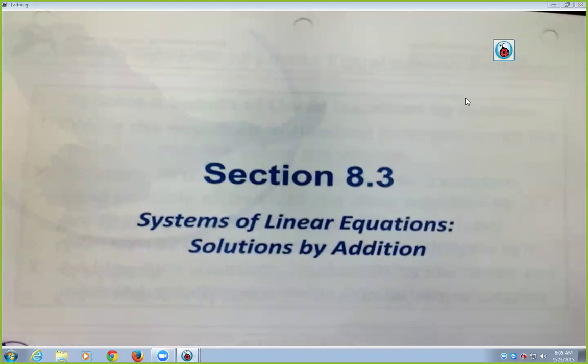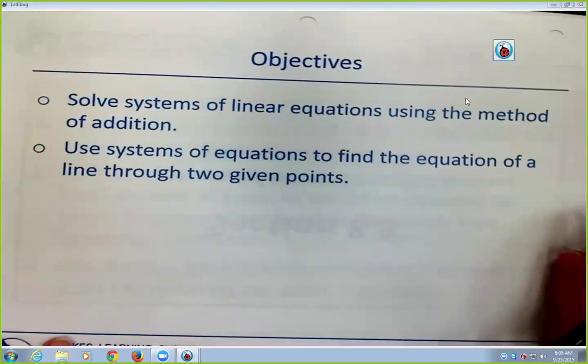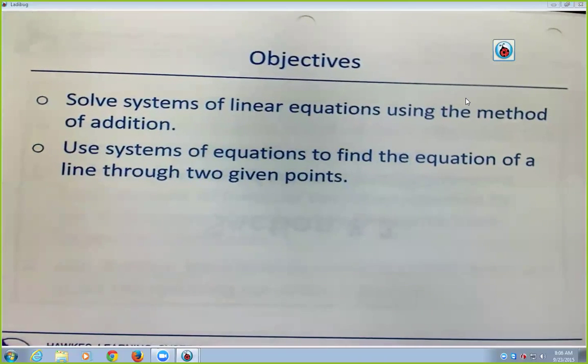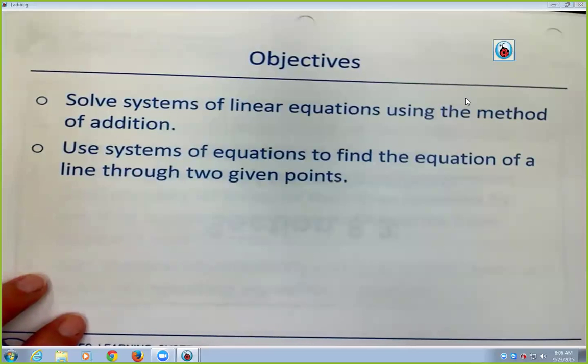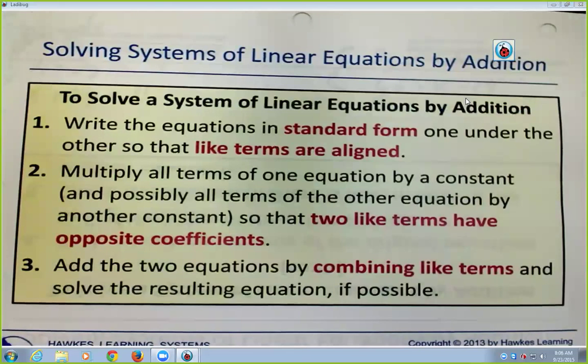So 8.3 is looking at linear equations solved by adding. In this case, we want to solve the system of linear equations using the method of adding, and use systems of equations to find the equation of a line through two given points. So those are our goals for this section, and we will start working with those.